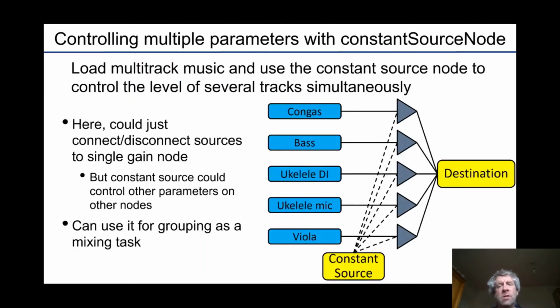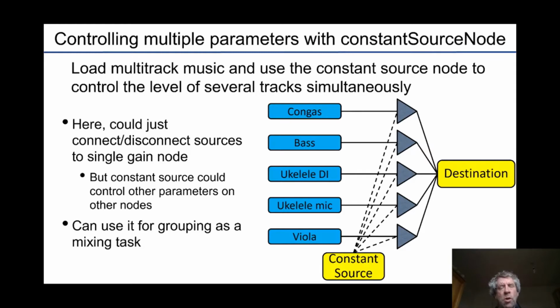So let's look at a single example here. Now, it's a toy example, because the type of thing we're doing is quite useful to do, but because we've simplified it so much, you don't actually need a constant source node to do it. And what it is, we're going to load in multi-track music. So the individual sources that make up a mix are going to be on separate files.